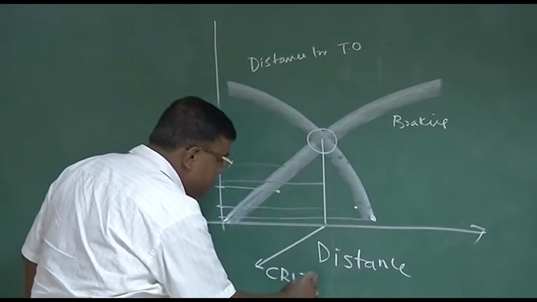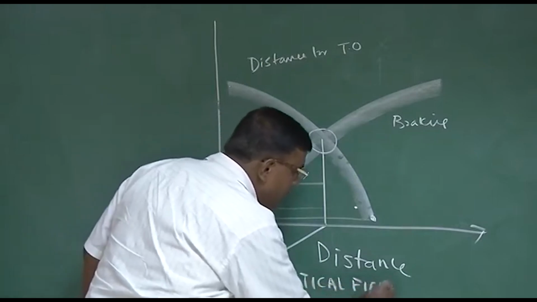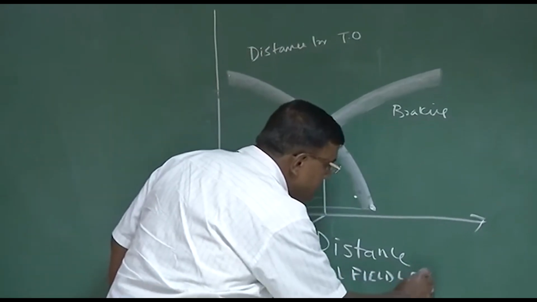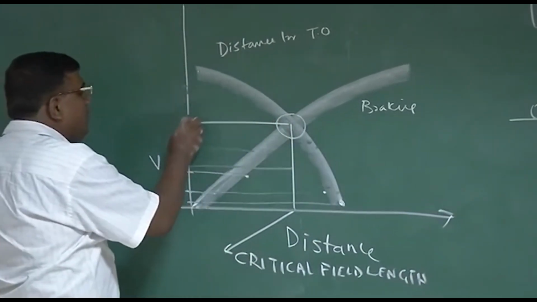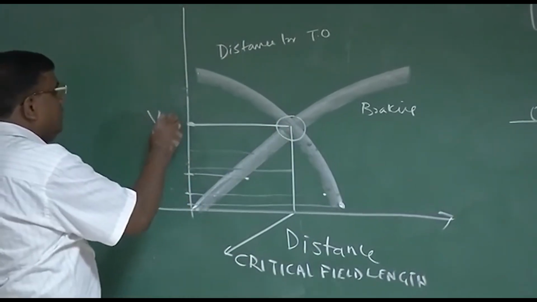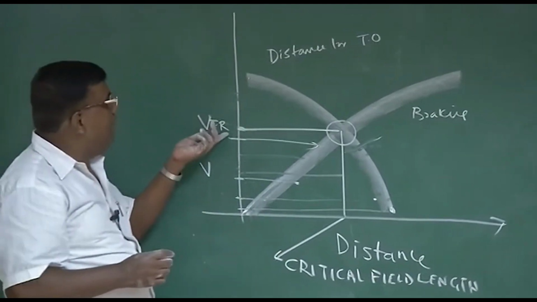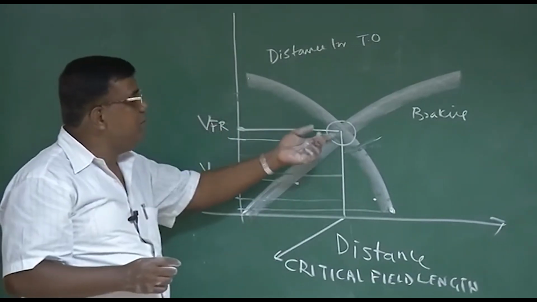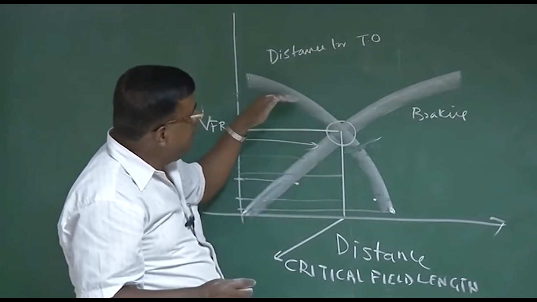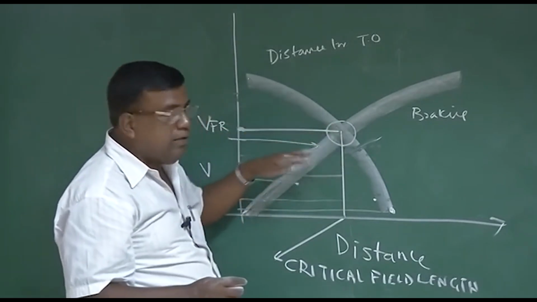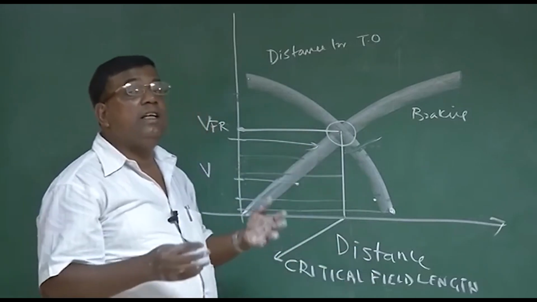and this distance is called critical field length, and this corresponding speed is called VFR. Let's try to understand this graph. This is VFR, failure recognition speed, at which your braking distance and distance to takeoff are the same. That's why this is called critical field length or balanced field length.